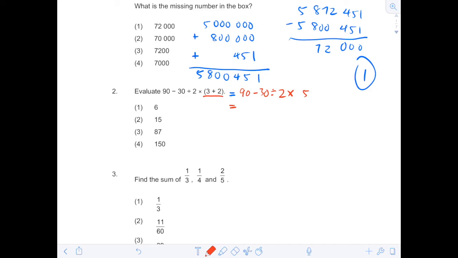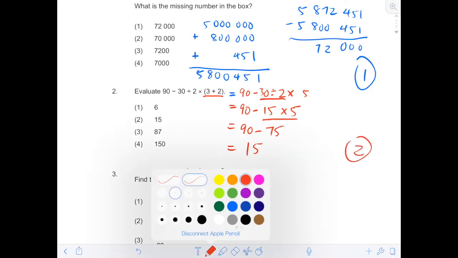90 minus 30. Do your times and divide first. So this one will come next. 30 divided by 2. Get 90 minus 15 times 5. Right, from here, identify what we're going to do. There's still multiplication, so we're going to do that first before we do the minus. So you get 90 minus, this would be 75. And your final answer would be 15. So it should be number 2.